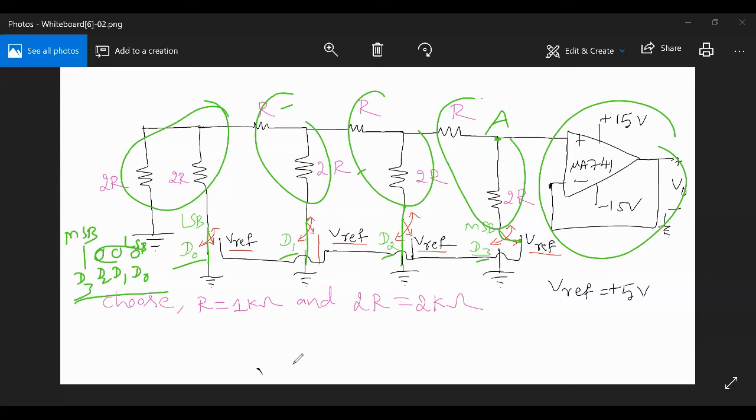Now in this case, we are not interested in the amplification of the output signal. We just want the analog equivalent output for the applied digital input. Hence, the op-amp is configured as a voltage follower. Now, let us see what analog output voltage will be obtained for this case. Very simple.